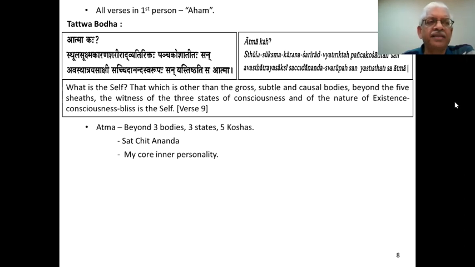Sat means pure existence. Chit means pure consciousness, and Ananda means pure bliss. Without the limitations of time, without the limitations of place, or without any limitations that we will see in the verses, without any limitations of the objects. That is the core inner personality, which is the same core in this entire universe. And that is why we say it is oneness. Aikyam. In Sanskrit, oneness is called Aikyam.